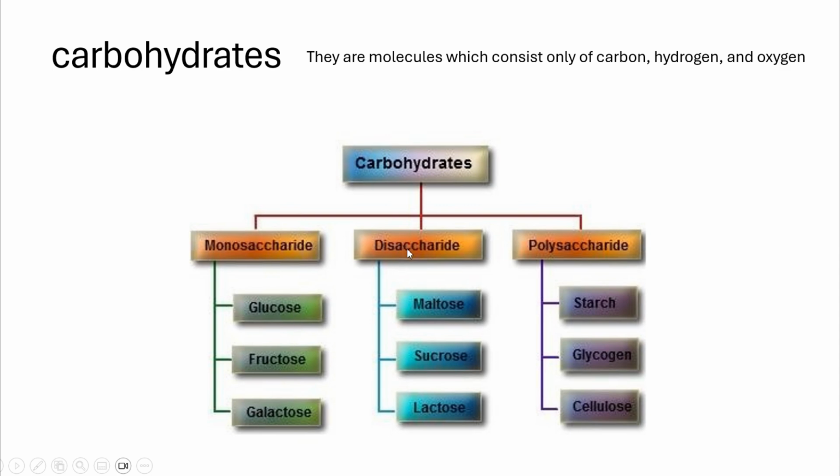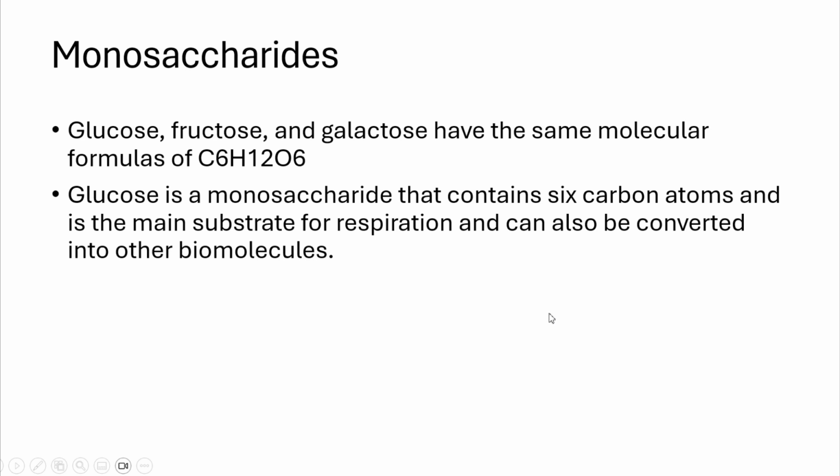Disaccharides is when you mix together two monosaccharides. So when you join two monosaccharides, you form a disaccharide. The disaccharides are maltose, sucrose, and lactose. And then polysaccharides is when you join lots of monosaccharides or disaccharides to form a long polymer chain, which is things like starch, glycogen, and cellulose. So let's talk about the monosaccharides then.